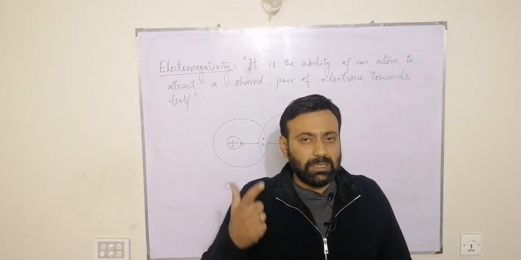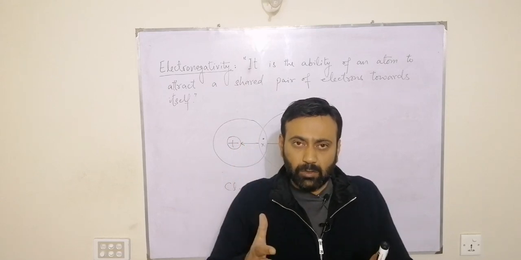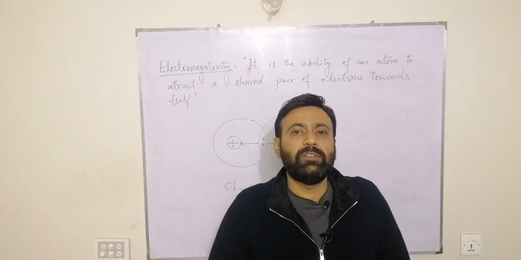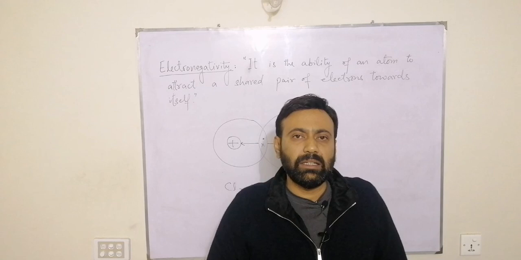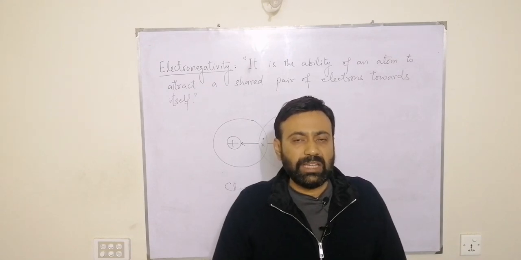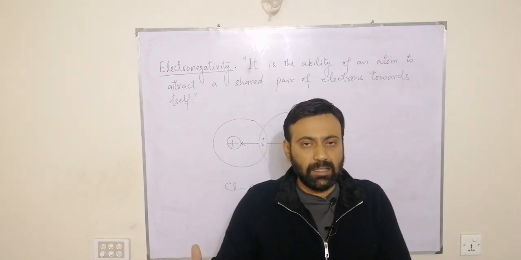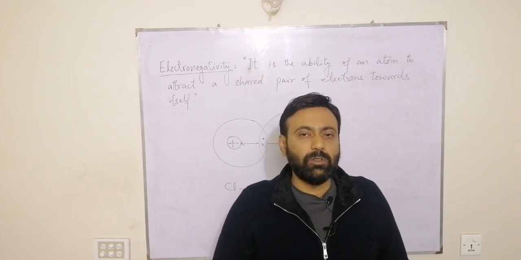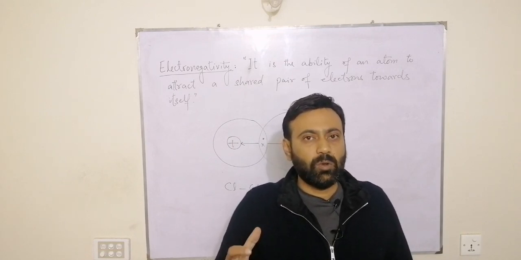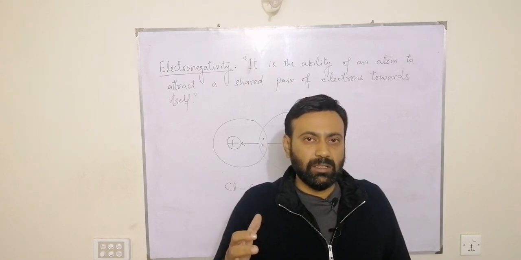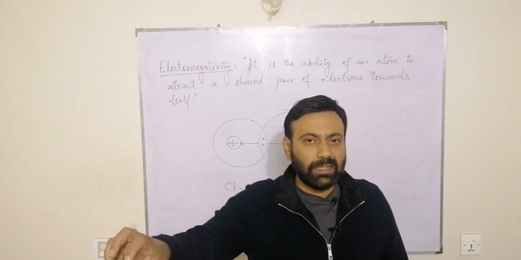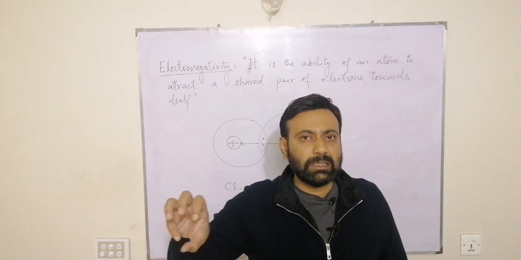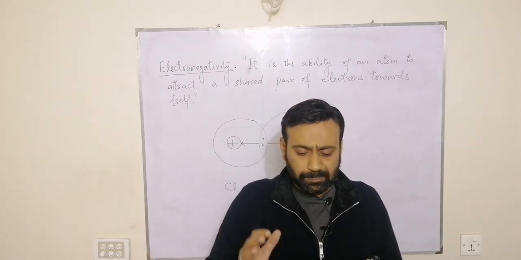You need to remember that down the group, electronegativity decreases, and this is because of the increasing distance of the valence electrons from the nucleus. Because of that, the effective nuclear charge decreases, so the force of attraction from the nucleus on that shared pair of electrons is also decreasing.